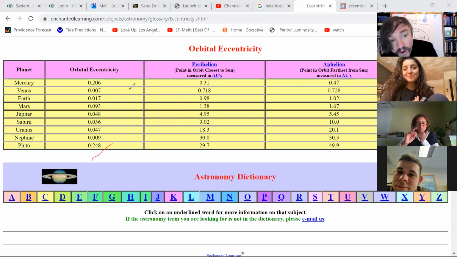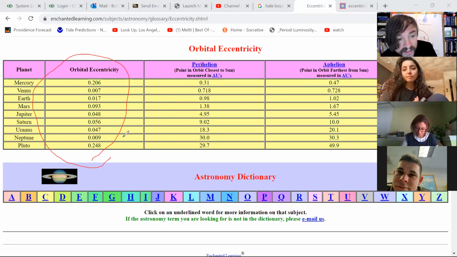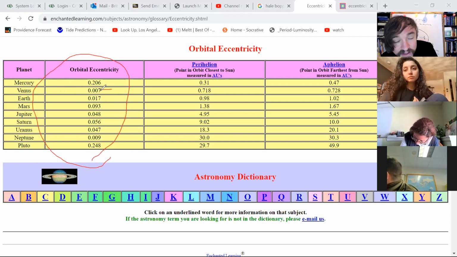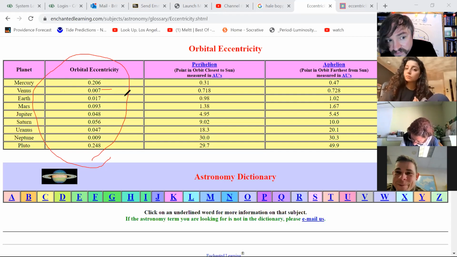I wanted you to say, holy shit, Brendan, look at these eccentricities. They're all wicked tiny. The orbits of the planets are damn close to perfect circles. Venus at 0.007, its orbit is almost perfectly circular. For instance, Earth's orbit is 0.02 eccentricity, right?